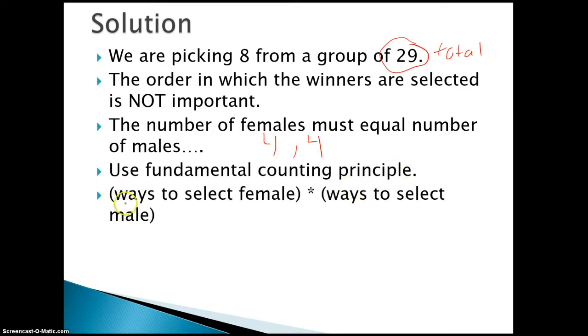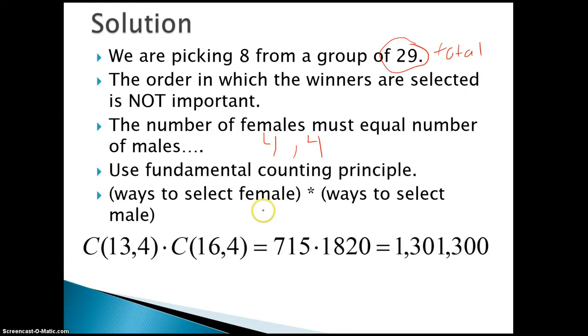What we're going to do is the number of ways to select females times the number of ways to select males. So here's how that works out. There are 13 females, we're going to pick 4, and we have to pick 4 males. So when you see the word "and," I want you to be thinking of times. So 4 girls and 4 boys, so we're going to times those together. This is that fundamental counting principle, and it turns out that there are 1,301,300 ways to make this selection.